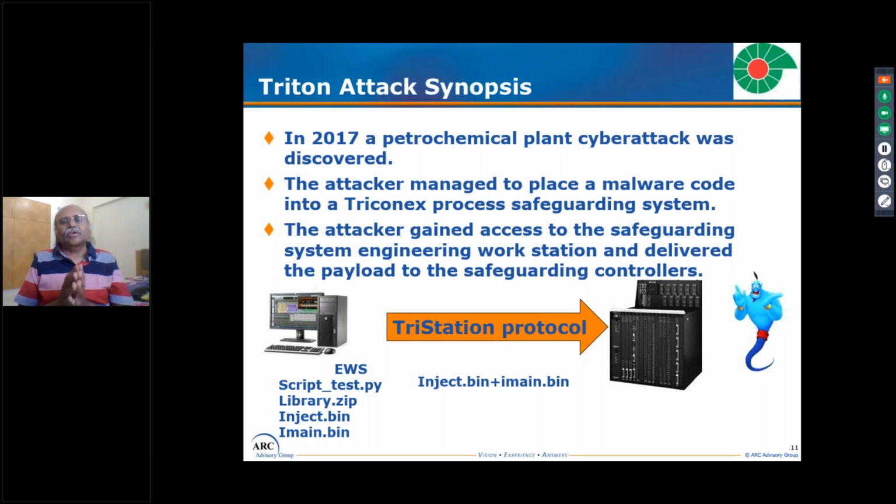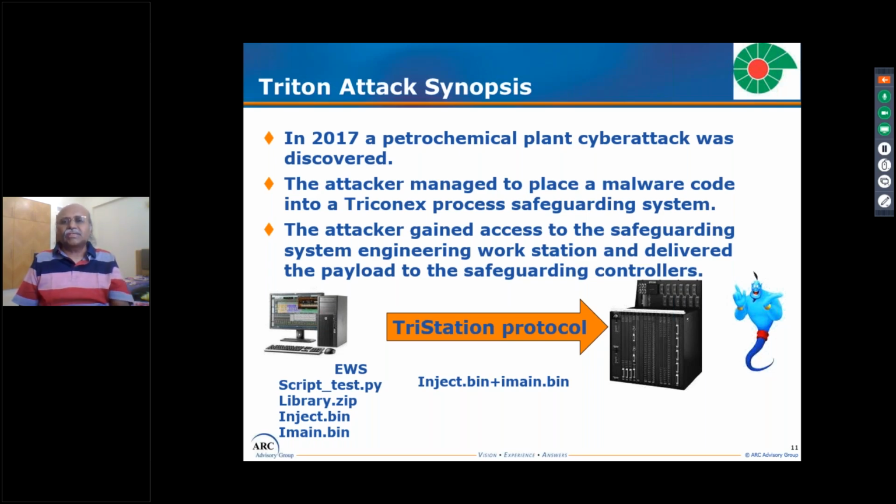Triconex system. Triconex is one of the pioneers in safety instrumented systems. They were the leaders in safety instrumented systems, and they were attacked. It was a surprise. The attack managed to place malware code into the Triconex process safeguarding system. The attacker gained access to the safeguarding system engineering workstation and delivered the payload to the safeguarding controllers.